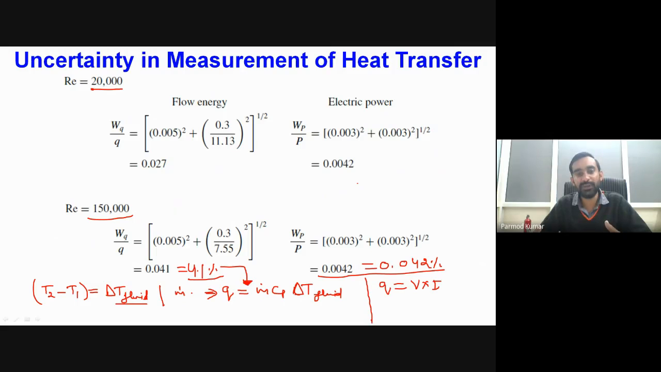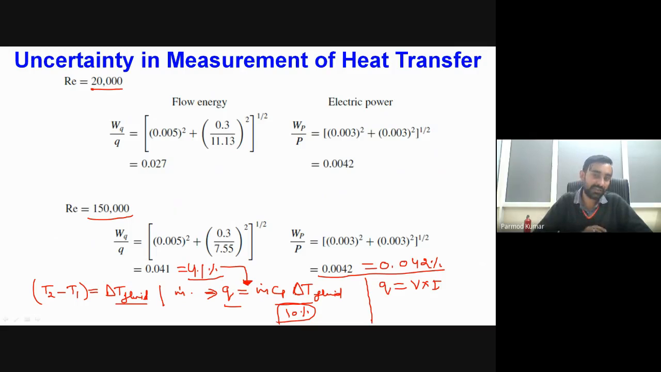So while deriving the value of the heat transfer coefficient, we will use the flow energy method for estimation of the heat transfer rate. In the flow energy method, we get an uncertainty of 4.1%, and that is when considering the ideal situation. But in actual practice, we will have some leakage of heat into the surrounding. So we will consider an uncertainty in measurement of heat transfer of 10%.